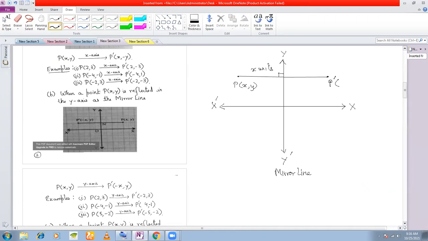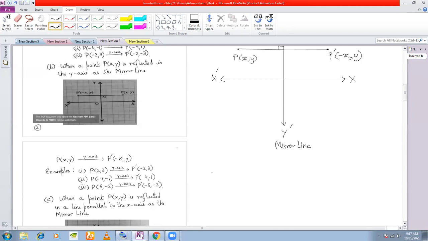And in this case what you see is that your image will be (-x, y). So if I give you a point and I want to reflect it in the y-axis, what is the equation of the y-axis? x equals 0. What should be the image? In this case, you simply change the sign of the x coordinate. The x coordinate here is 2. You change the sign to -2, and the y coordinate will remain the same.